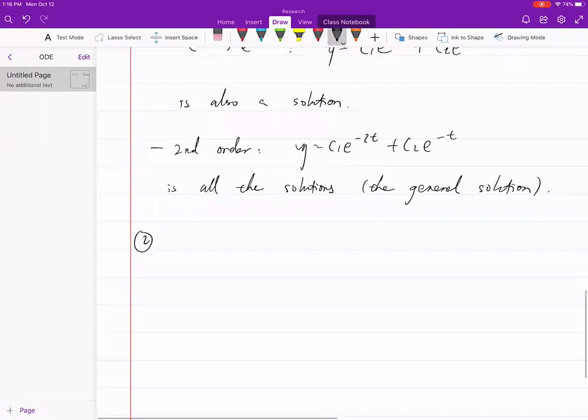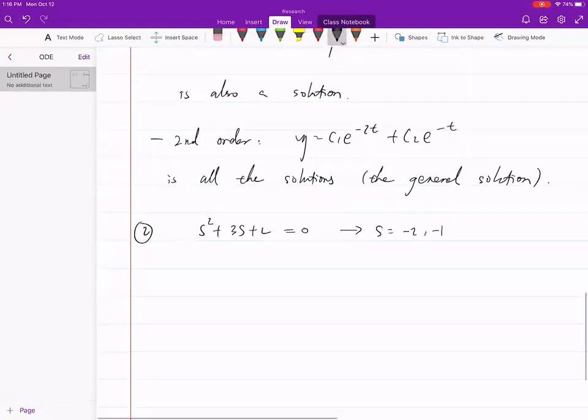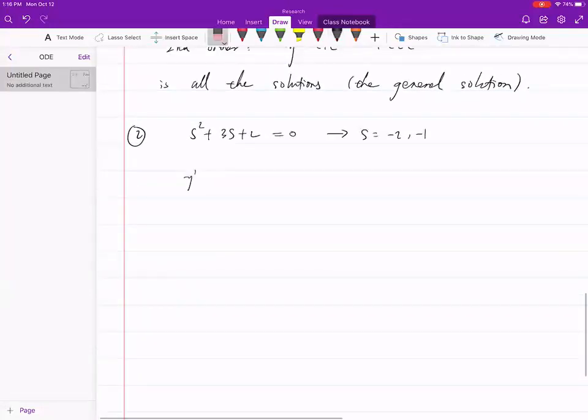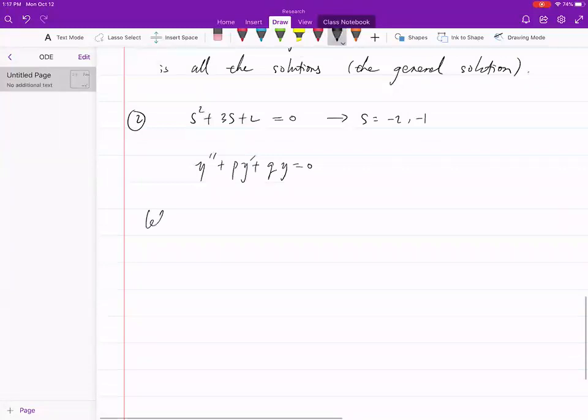Number two. What are some other implications? Well, we need to go back. For this case, we do have s squared plus 3s plus 2 equals 0, with two different solutions. Then what about in general, any p and q? For example, what's this, a different choice of p and q? You can make a 4 here, a 5 here, you can pick any numbers. So how about we just pick a general number and still use the same trick?